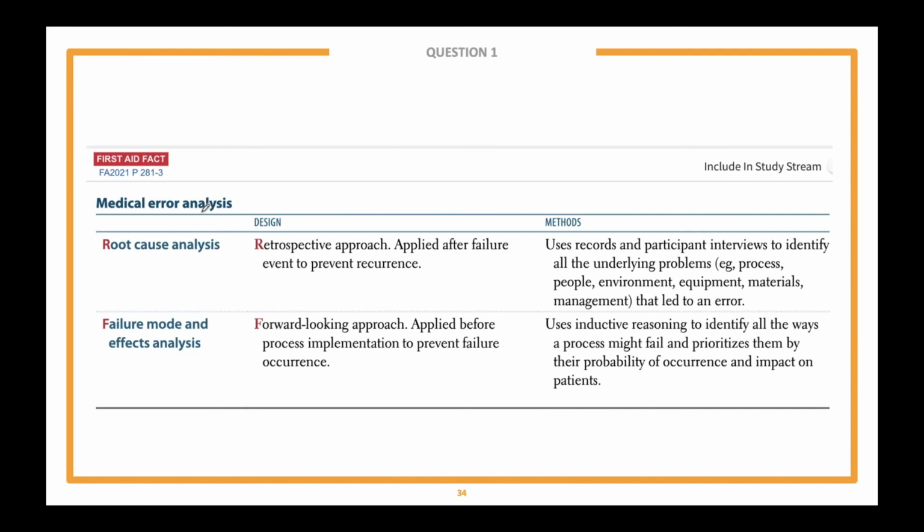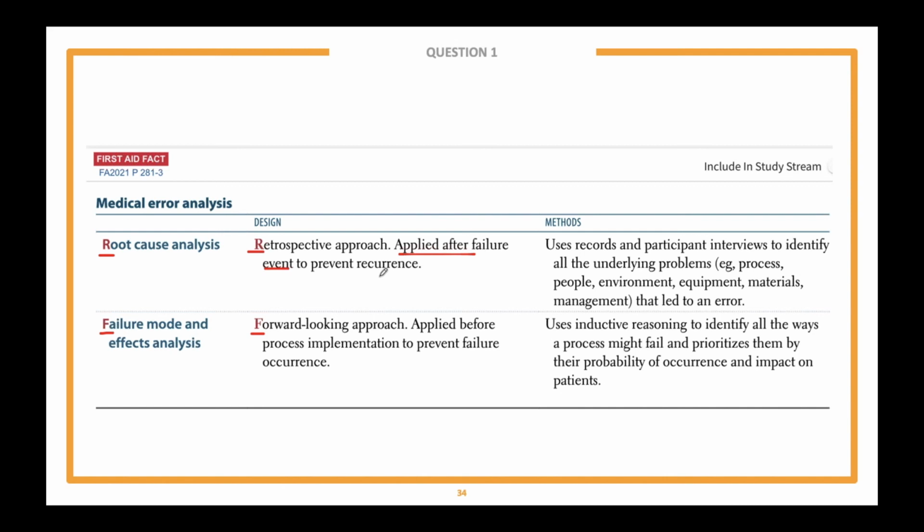On the next slide as well is another table in First Aid that talks about how to analyze medical errors. Okay. So there's one that is retrospective and there's one that is forward-looking. In this case, we're looking at a retrospective approach. The event already happened. The failure event already happened. And now we want to look back in time to see exactly how did this happen? Why was the medication given to the wrong patient? So we can prevent recurrence. And this is called a root cause analysis.